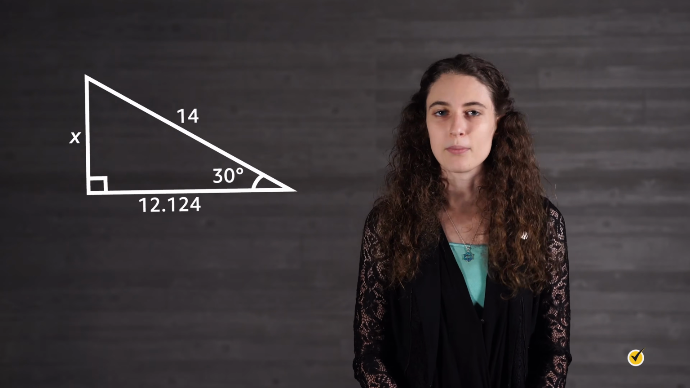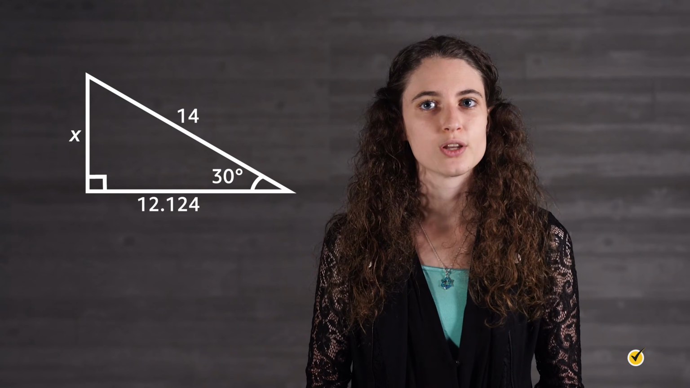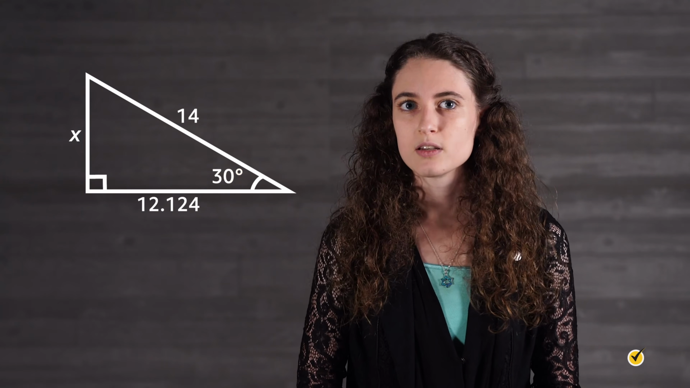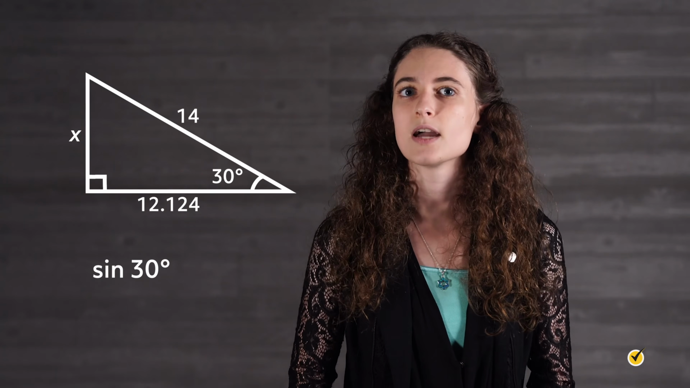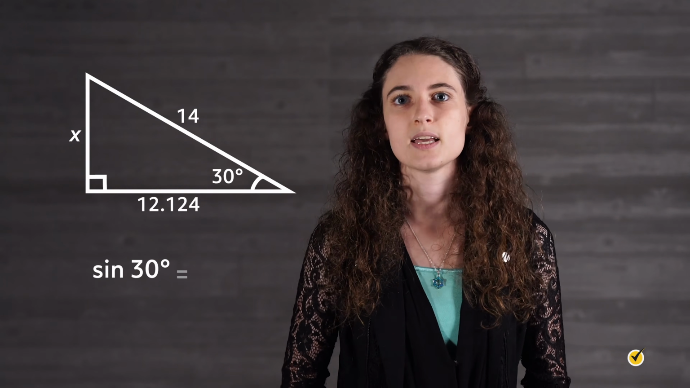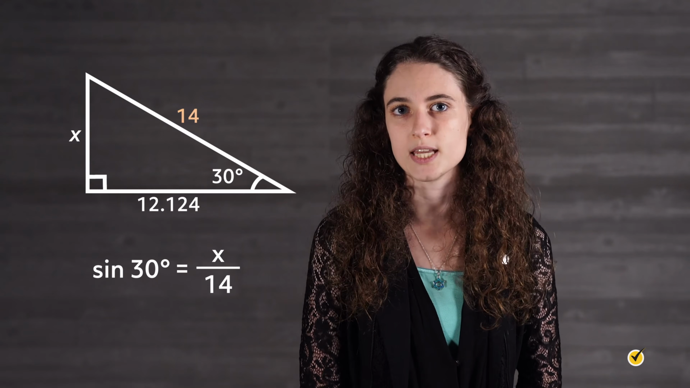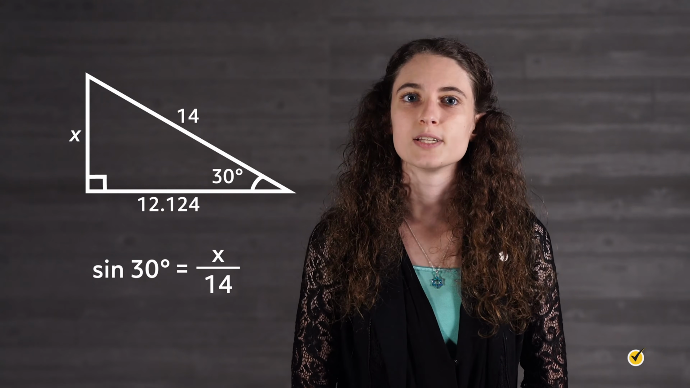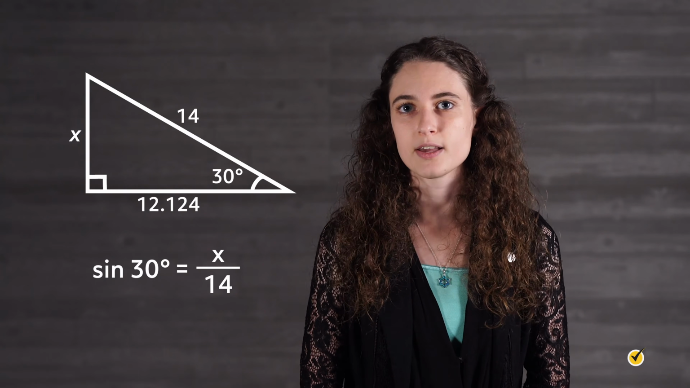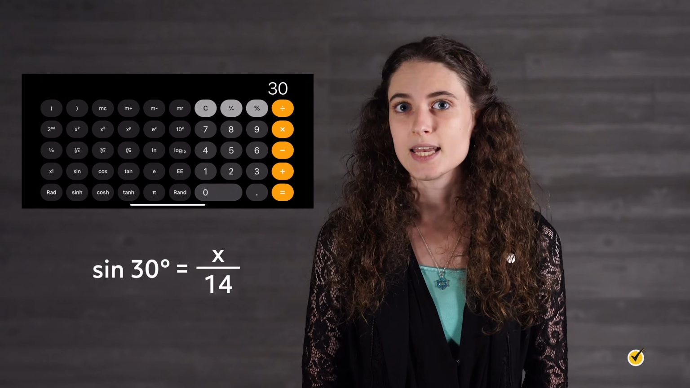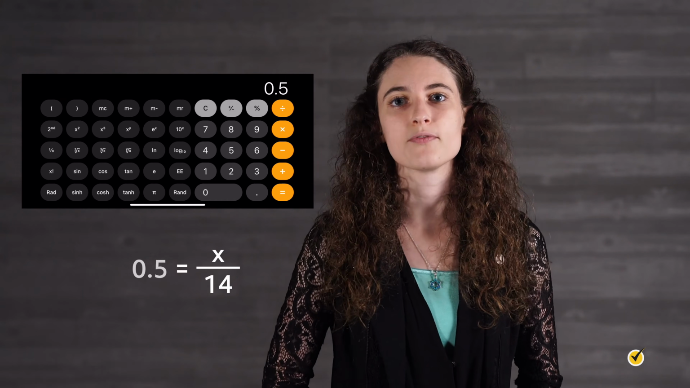We can also use sine to find a missing side if we happen to know an angle of the triangle and the hypotenuse. Here's another sample problem. Okay, let's set up our equation. We know the angle is 30 degrees, so the left side of our equation is the sine of 30 degrees. This is set equal to the opposite side, which is x, over the hypotenuse, which is 14. The sine of 30 degrees is a number that we can find by using our calculator. We just type in 30 and hit the sine key, and we get a value of 0.5.